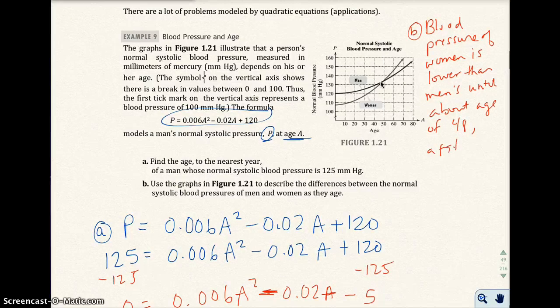After that, women's blood pressure is higher.